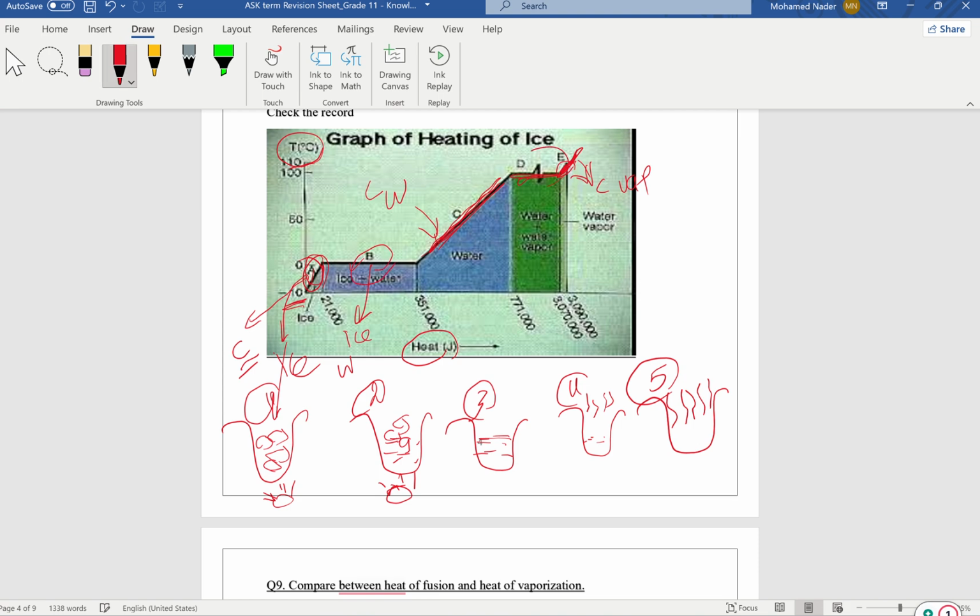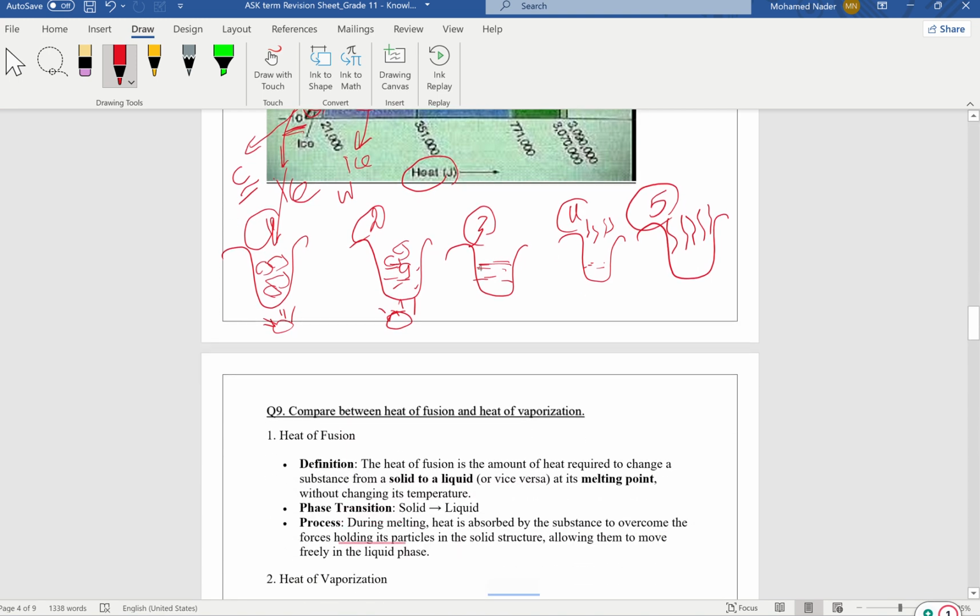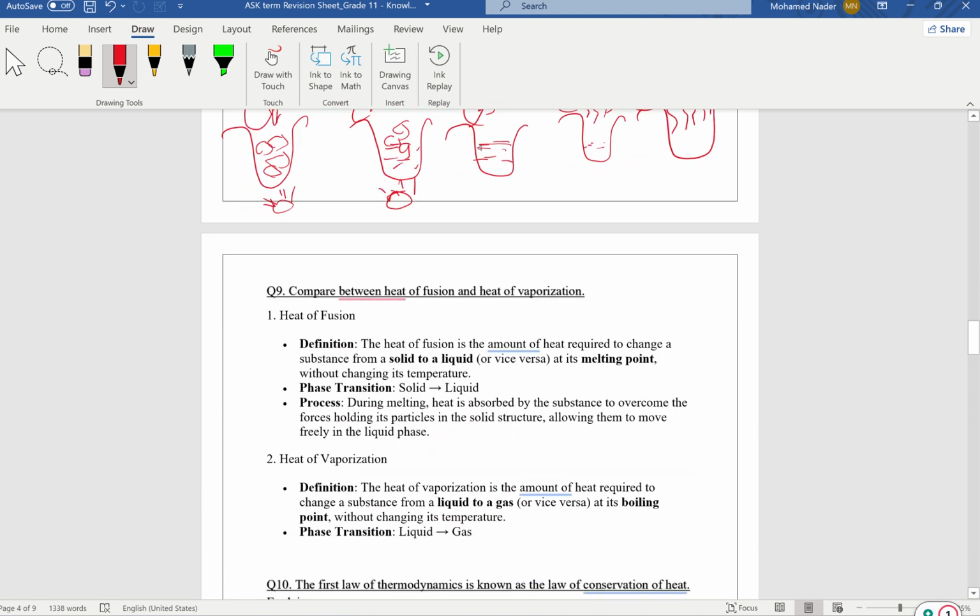But for B and from D to E, we call this latent heat. One of them is latent heat of fusion, and the other one is latent heat of vaporization. What is the heat of fusion and heat of vaporization? Heat of fusion is the total amount of heat required to change the form from solid to liquid. And heat of vaporization is the total amount of heat required to change the state of matter from liquid to gas and vice versa.